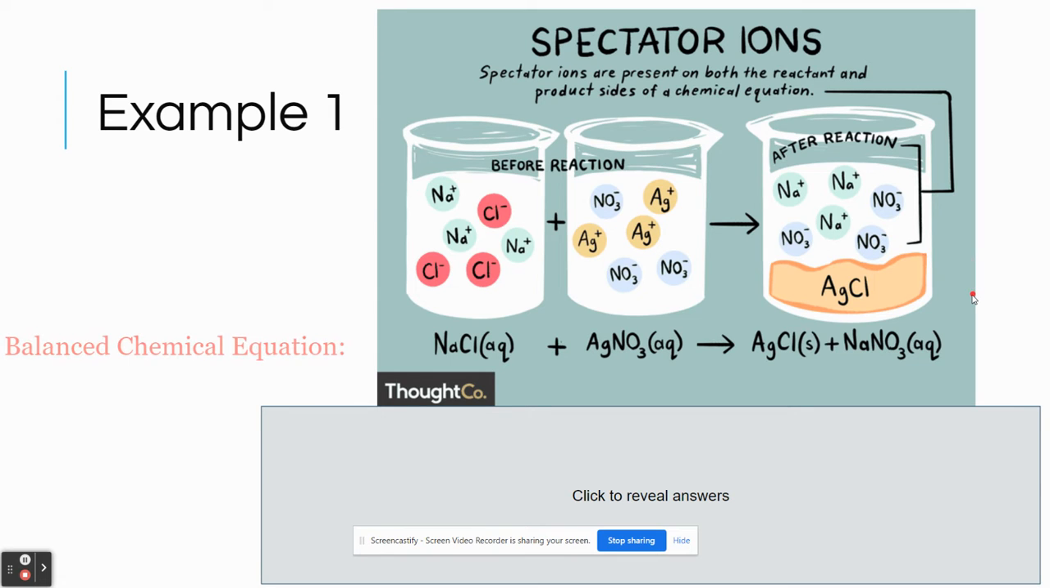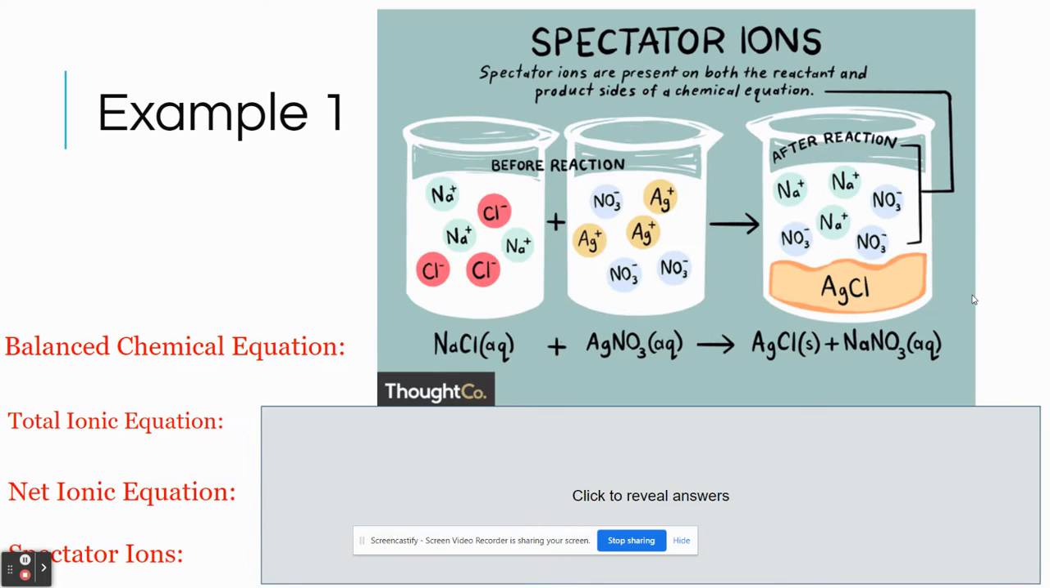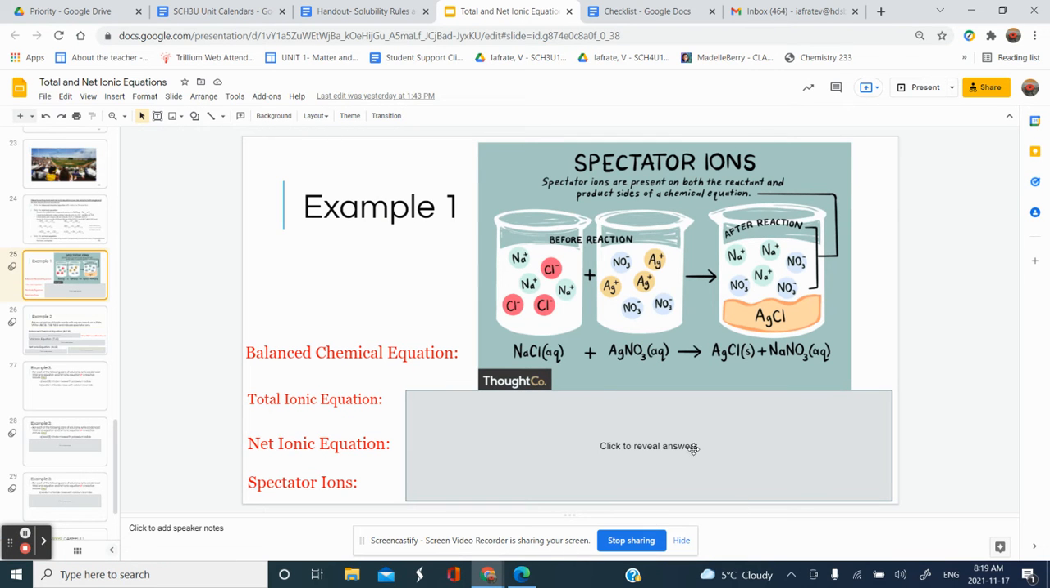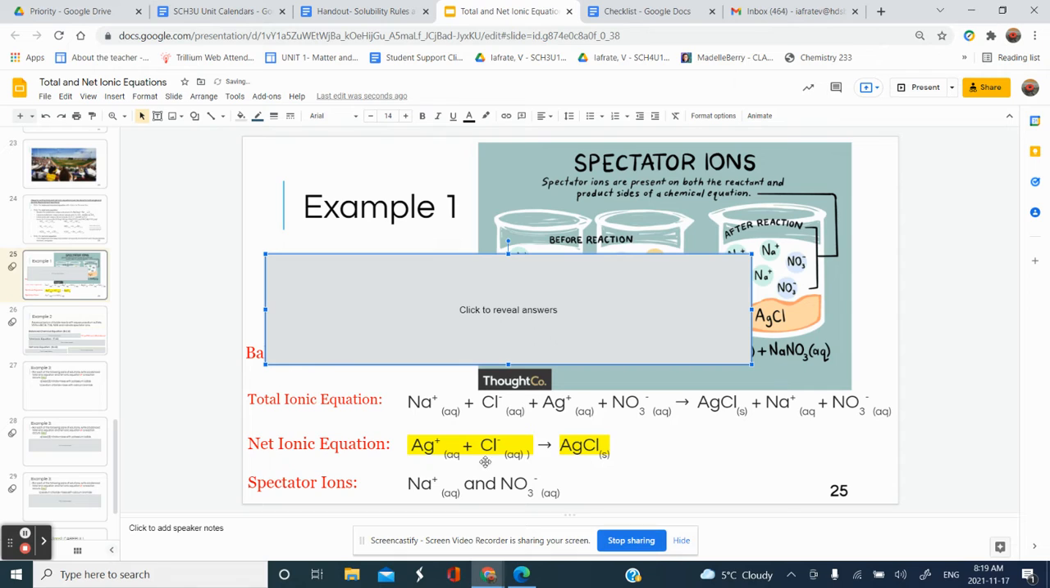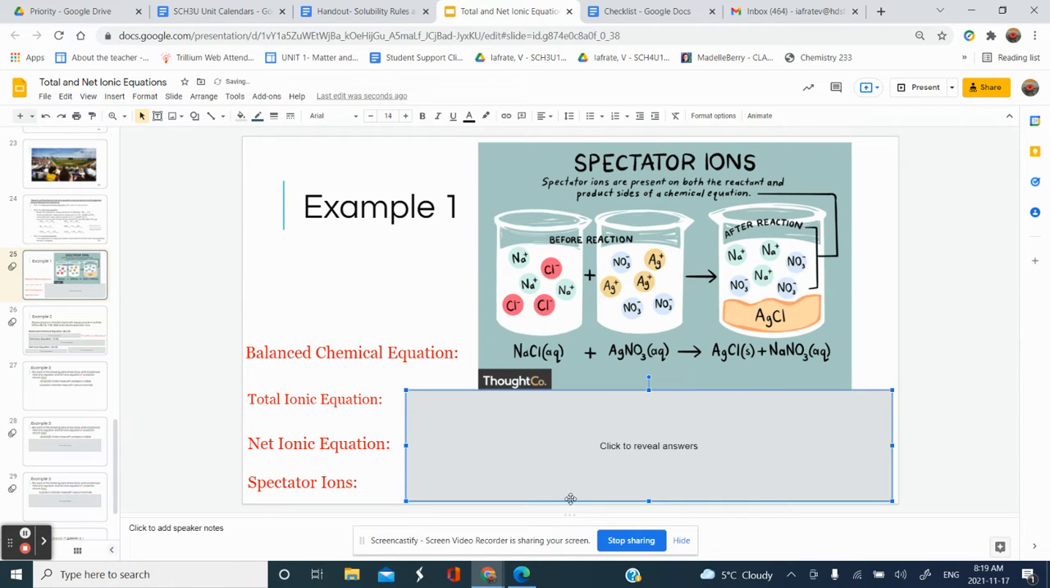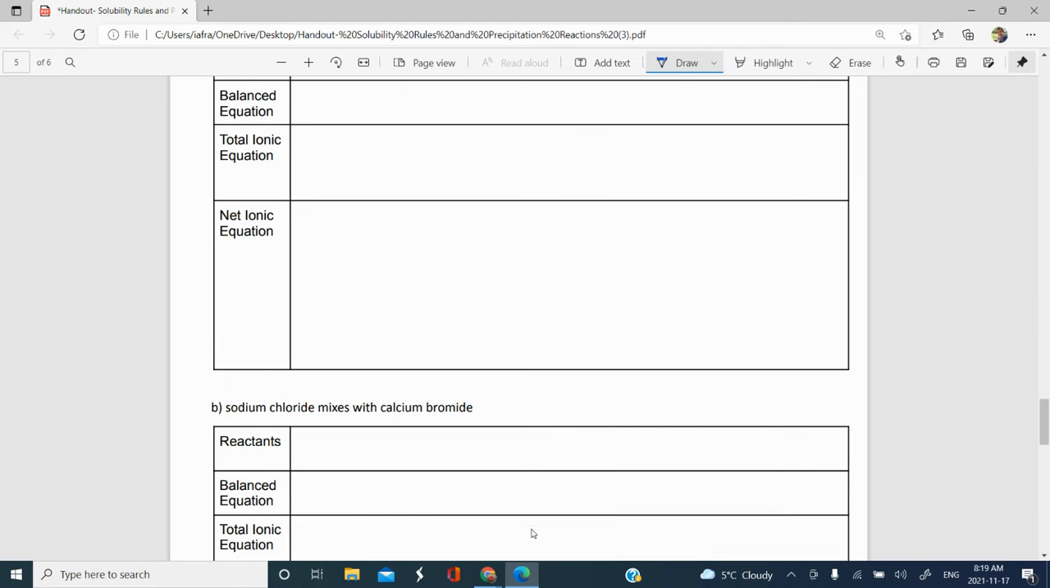So if you're writing a net ionic equation for this, essentially what you'd be doing is removing your spectator ions, which are your sodium and your nitrate. By doing that, you write your net ionic equation, which only really shows what's happening to form the precipitate. The other ions are still there. We just don't focus on them because they're not the main players involved in this reaction. So let's go ahead to our handout and do a few more practice problems.